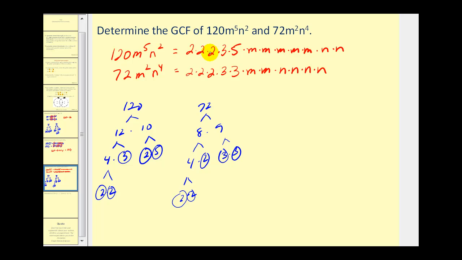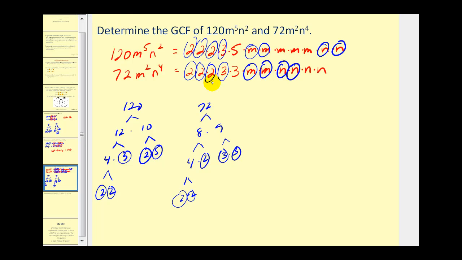Notice they have 3 factors of 2 in common, 1 factor of 3, 2 factors of m, and looks like 2 factors of n. So again, whatever we end up circling represents the greatest common factor. So our greatest common factor is equal to 2 times 2 times 2 times 3. That's 24 m squared n squared.